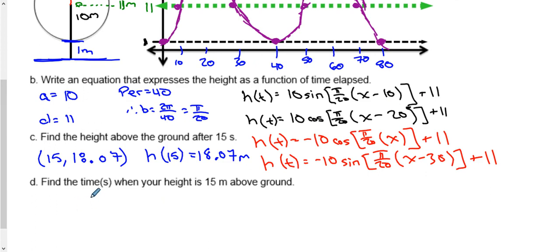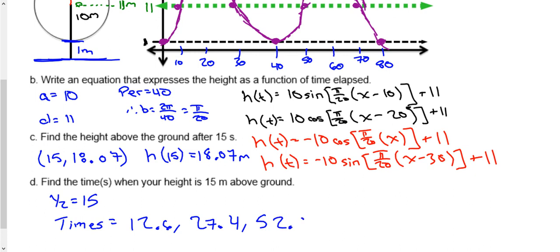So our times would be, so again, we did y2 equals 15 there. So our times would equal, well, the first one was 12.6, the next one 27.4, third one would have been 52.6, and of course 67.4. And hopefully that matched up to what you got there.